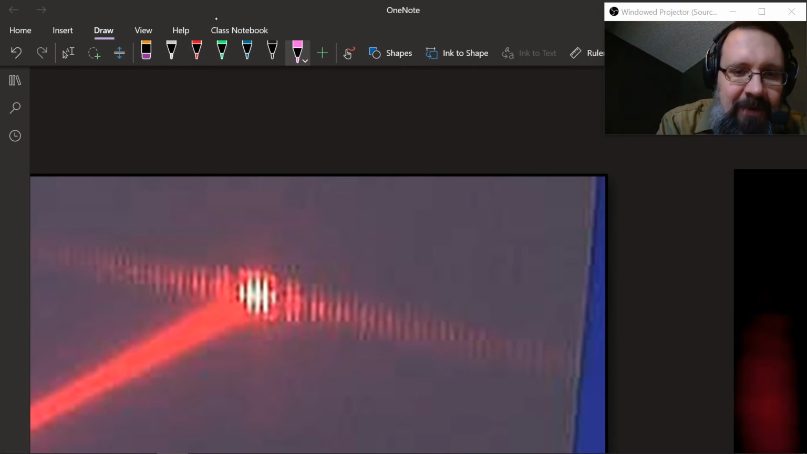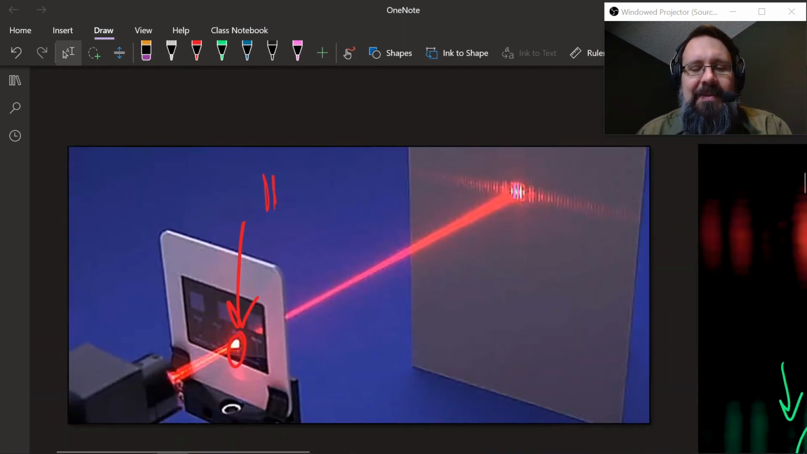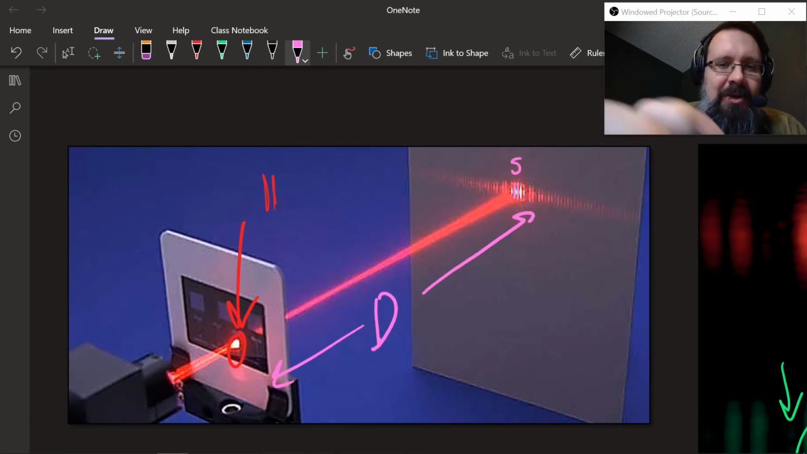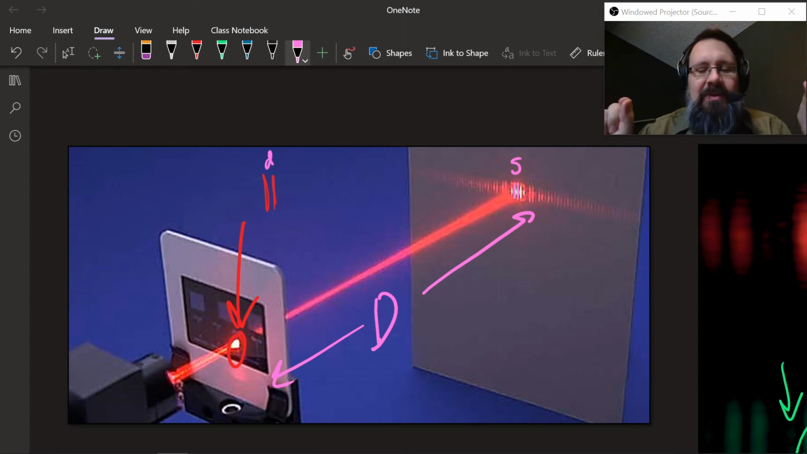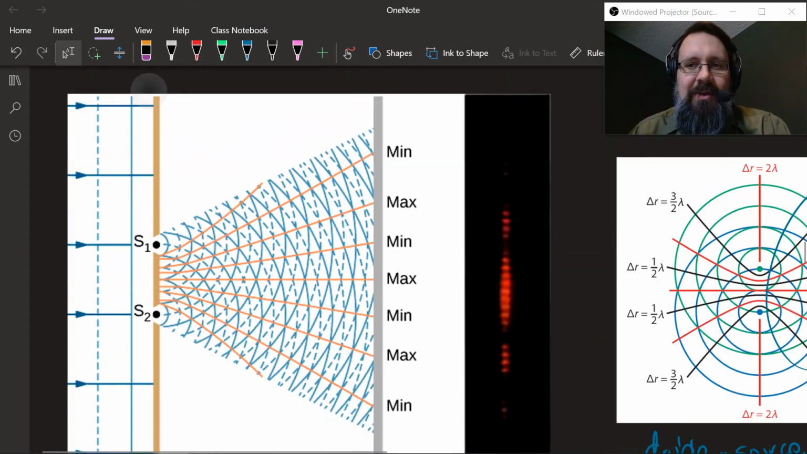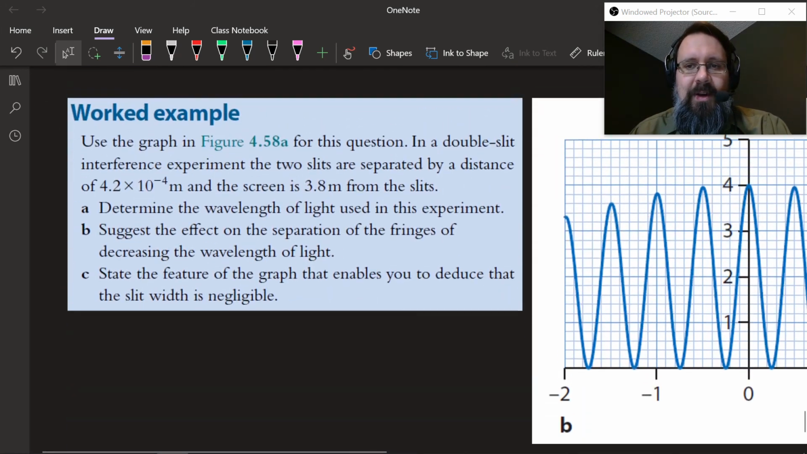You can measure how far apart those two spaces are. You can measure that with like a microscope or something like that. And then once you have S, you can measure out your D to the screen, and then you can measure out your little d between the two fringes, and then all that's missing is the wavelength. And so you can measure the wavelength of light using a double slit interference experiment, and using that equation we just derived. So that's what we're going to do with this data.